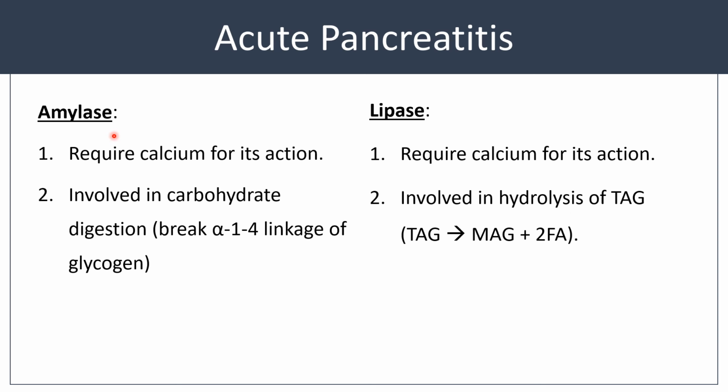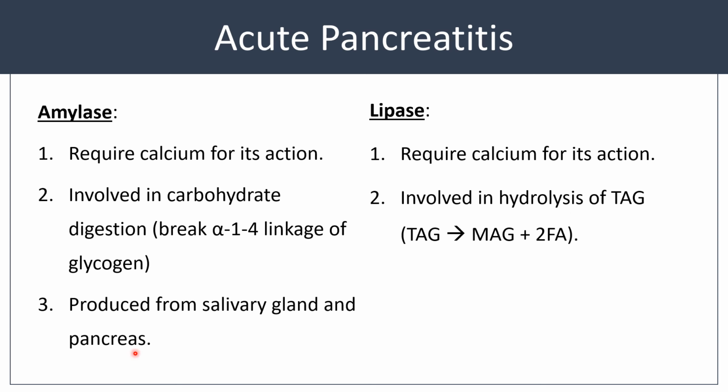Amylase is produced by both the salivary gland as well as the pancreas. Lipase is produced only by the pancreas. So that's why lipase is a better marker of acute pancreatitis, because if amylase is elevated, it can be due to some salivary gland infection, that is parotitis, mumps, or else it can be due to pancreatitis, that is acute pancreatitis. But if lipase is elevated, it is purely due to acute pancreatitis. So lipase is a better marker than amylase.